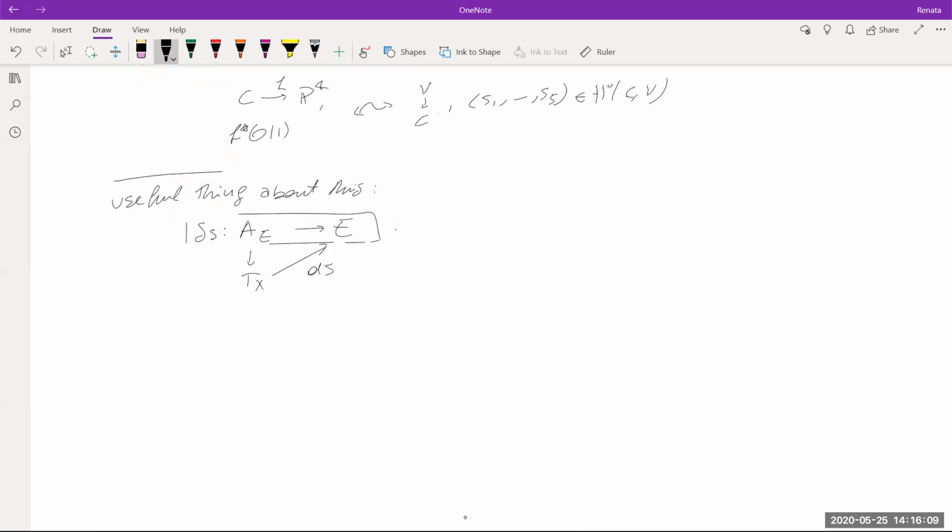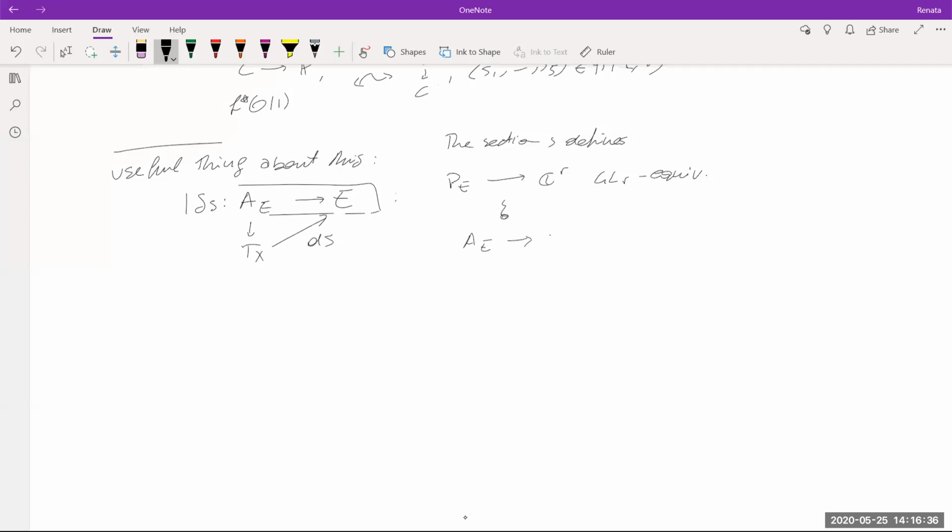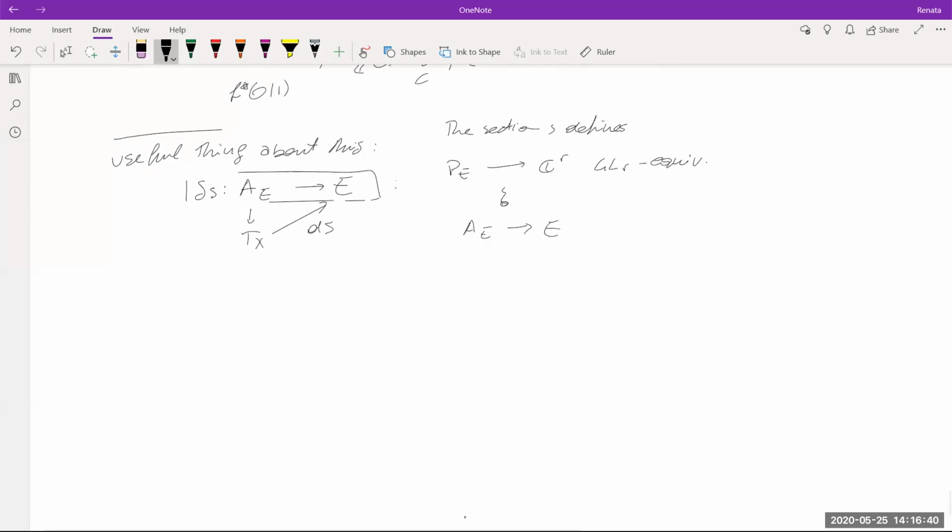And this map here just comes from the fact that the section S defines some map from PE, the frame bundle of E, to C^r, which is GL-equivariant. And when I unpack these definitions, this gives this map. And this delta S also has some deformation theoretic meaning, and the kernel of this delta S has to do with sections that extend to the deformations of the pair X and E when one deforms the pair X and E.